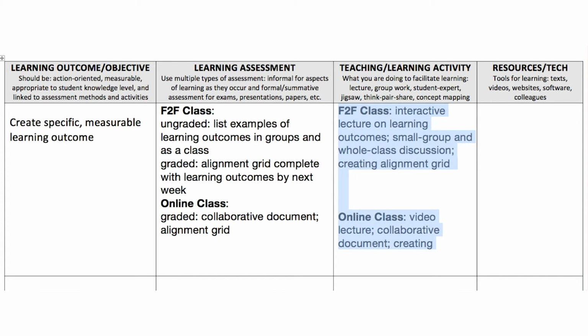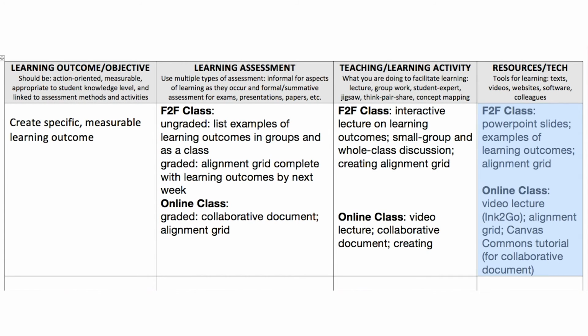In the right-hand column, that's where we're going to want to write any resources or technology tools that we will need to help us reach our learning goals. This helps us lay out what materials students will need to purchase, what tools we will need to create materials, and ensures that we don't show up to a class short-handed. For our objective to create specific, measurable learning outcomes, we needed to have plenty of examples to get students thinking. We also needed to use the Ink2Go software to record this video, and we might include a PowerPoint slide in a face-to-face class or a different video lecture in our online class as well.